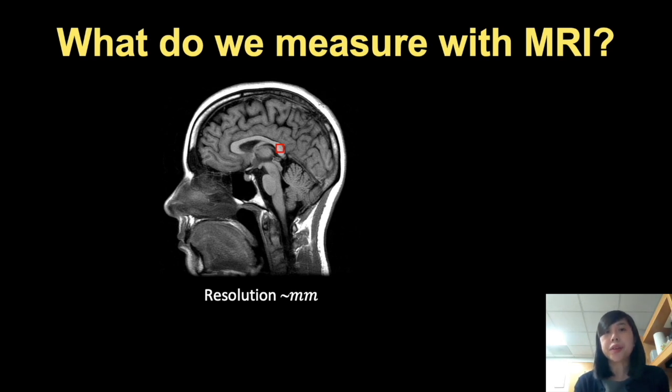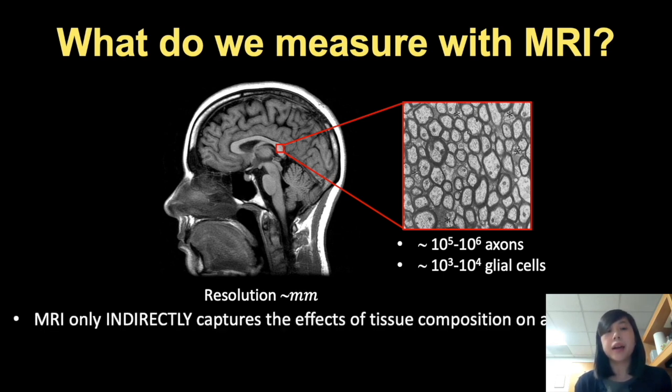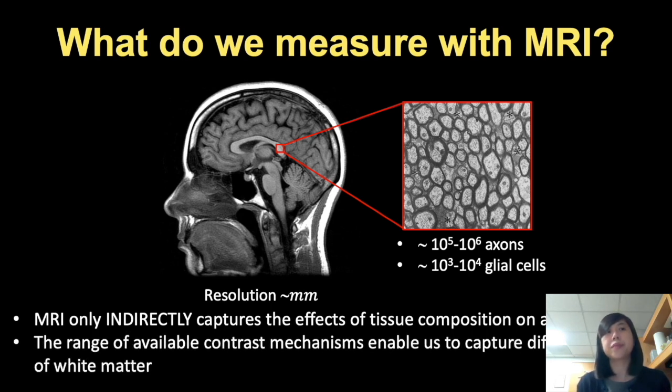So what do we measure with MRI? Within an MRI voxel, which has a spatial resolution of about 1 millimeter or at most sub-millimeter, you can see that there's hundreds to millions of axons and nearly that many glial cells as well. So MRI, in fact, only indirectly captures the effects of these various tissue components on the average signal. And it turns out that the range of available contrast mechanisms with MRI enable us to capture different aspects of the white matter signal composition.